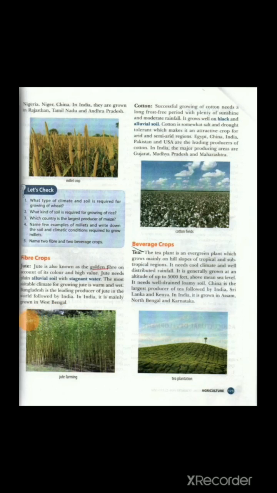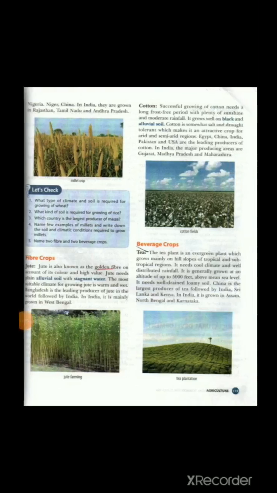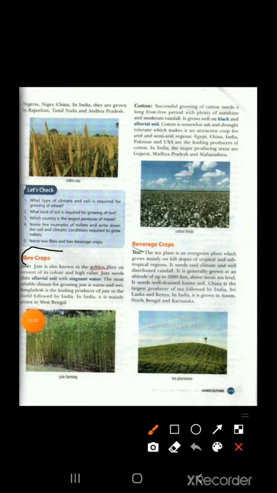Now the next one is fiber crops. Fiber crops are those from which we get fiber to prepare clothes, bags, etc. The first one is jute. Jute is also known as golden fiber. Why is it known as golden fiber? Because of its color and high value.